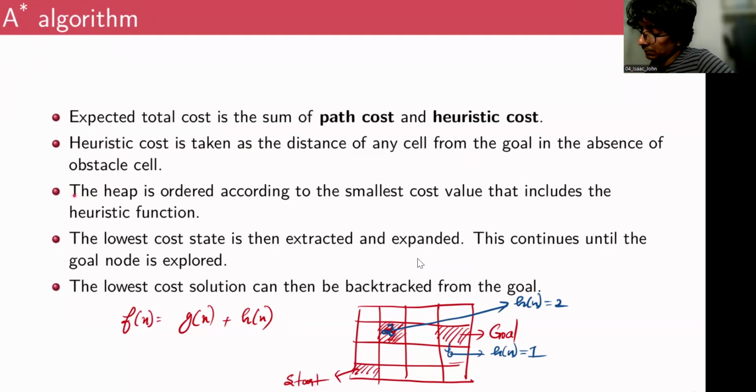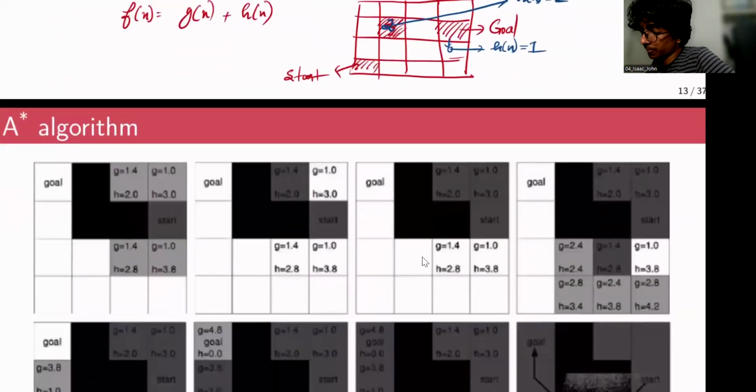So then the heap is ordered according to the smallest cost value that includes the heuristic function. Then you calculate the total cost. You take the sum of g of n and h of n, and you expand the nodes which have the least f of n. Keep on expanding. The lowest cost is extracted and expanded. This continues until the goal node is expanded. The lowest cost solution can then be backtracked from the goal. It's very similar to the Dijkstra algorithm.